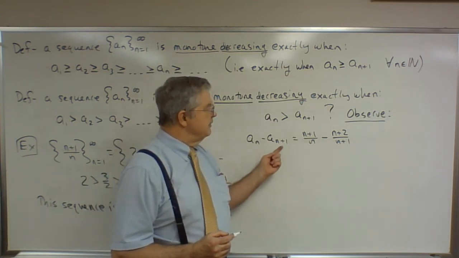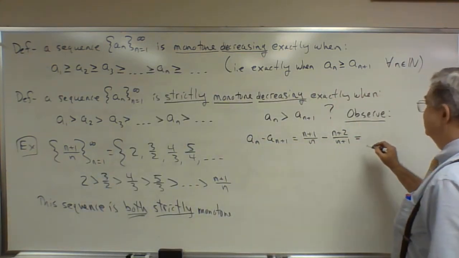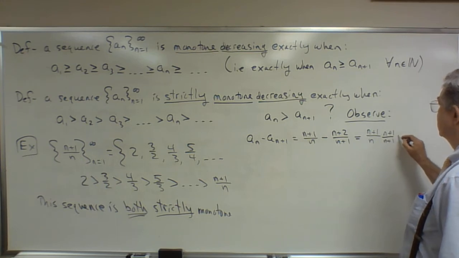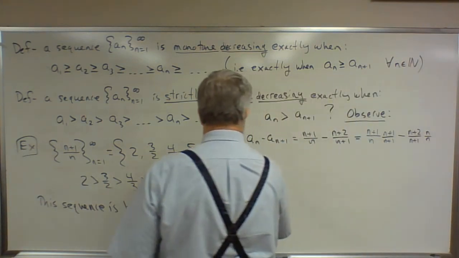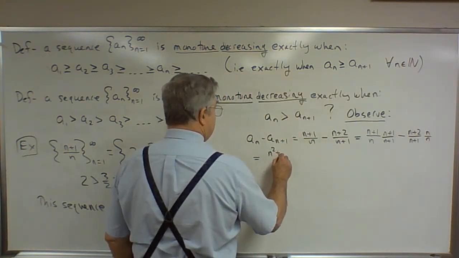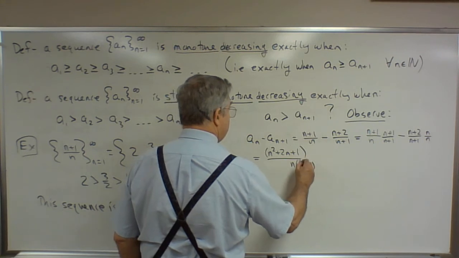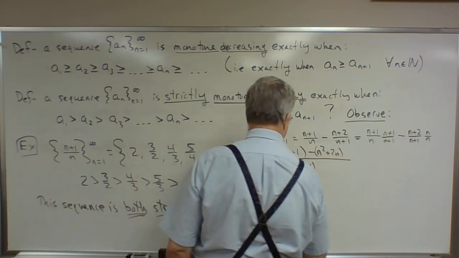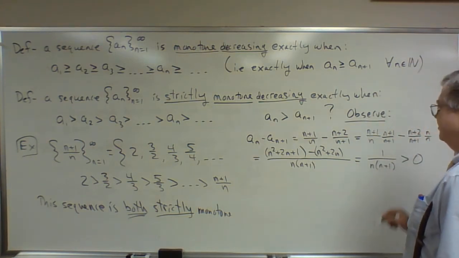If the first term is larger than the second, then their difference will be positive, okay? So, let's see, I got to get a common denominator. And what do I get? N squared plus 2n plus 1 over n times n plus 1 minus n squared plus 2n. And that's greater than 0.